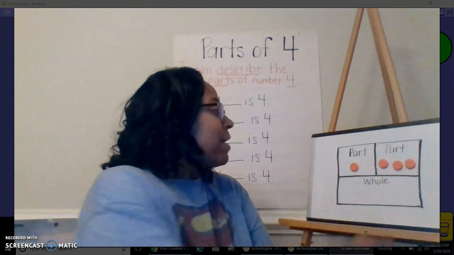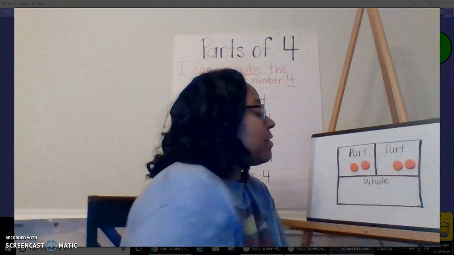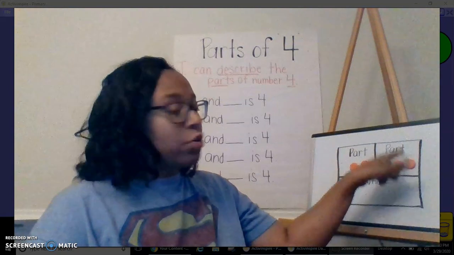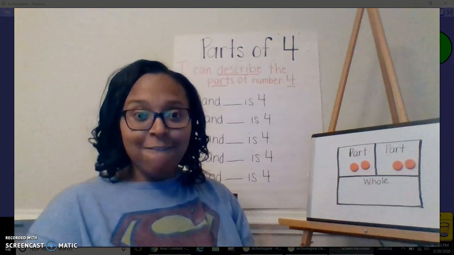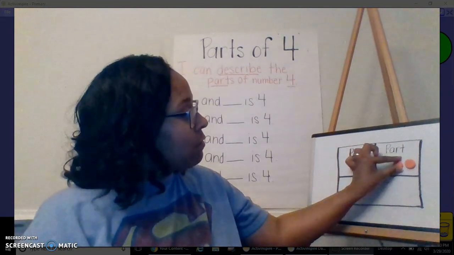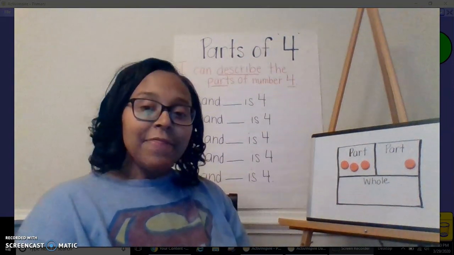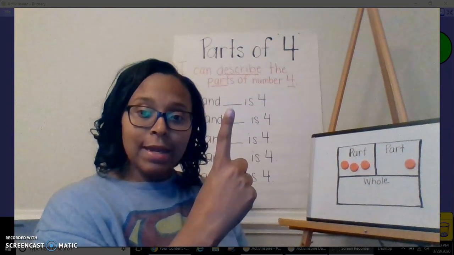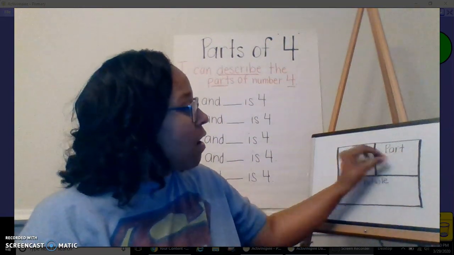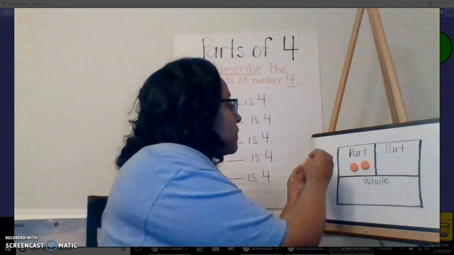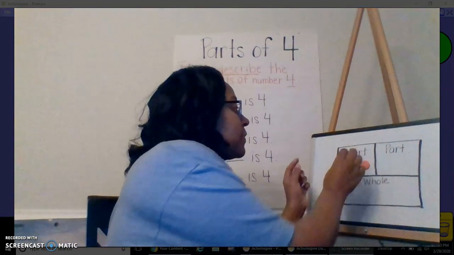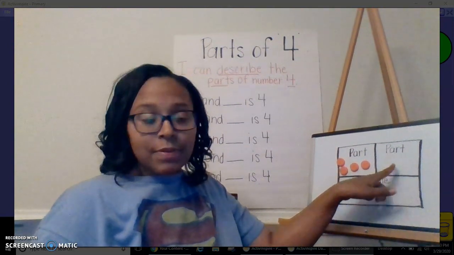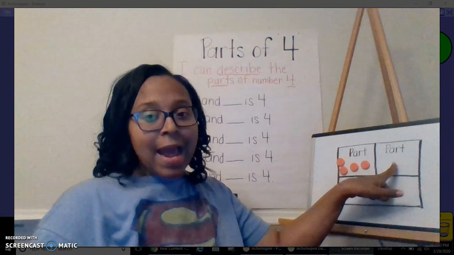Let's practice another way. What if I move another one on that part? That's going to show me 2 and 2 is 4. What if I move another one on this part? That's going to show me 3 and 1 is 4. And if I move all of them on this side, oops, that's okay. Magnets sometimes are tricky. If I move all 4 over here, that means how many are in this part? 0. So that's 4 and 0.